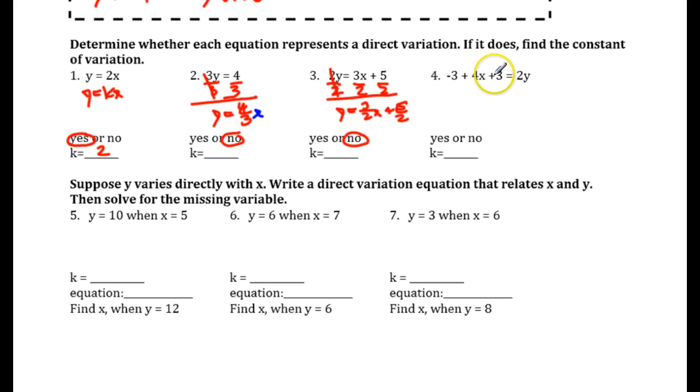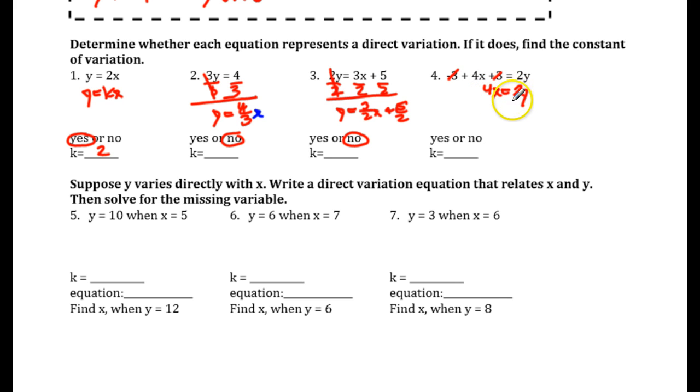Negative 3 plus 4x plus 3 equals 2y. Got to solve for y, but let's look here. We can combine our like terms. Negative 3 plus 3 means 0, so those cancel out. I'm left with 4x equals 2y. Now I got to do one more thing. Now careful, we don't want to divide by 4. I'm not solving for x, I'm solving for y.